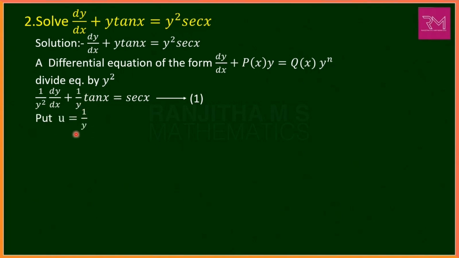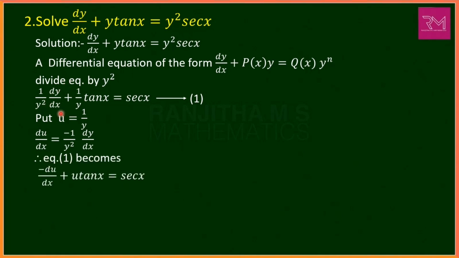Next step, we differentiate this u term with respect to x. We get du by dx, which is equal to the differentiation of 1 by y, which is minus 1 by y square, into dy by dx. Here we have 1 by y square into dy by dx. Substituting this value, taking the minus to the left hand side, equation 1 becomes 1 by y square into dy by dx is minus du by dx, plus 1 by y is u into tan x as it is, which is equal to secant x.